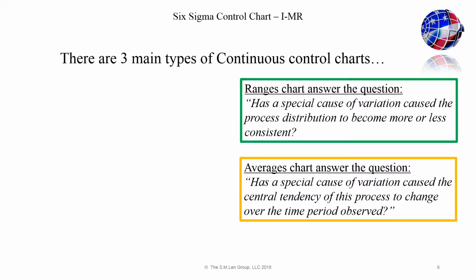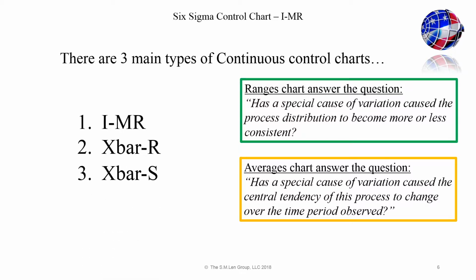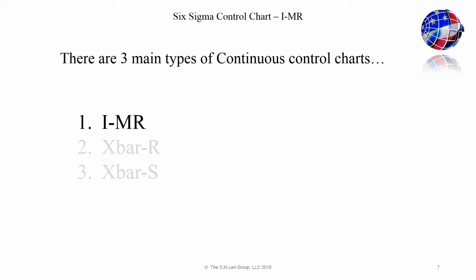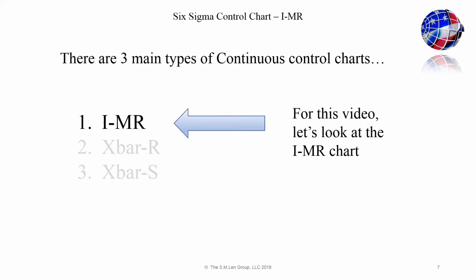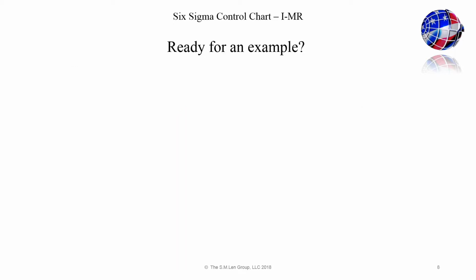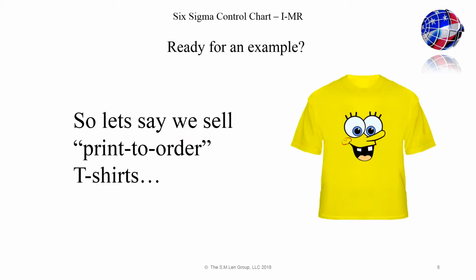There are three main types of continuous control charts. Before we go any further, IMR, X bar and R, and X bar and S. Once again, we're just going to focus on the IMR. I just wanted to make sure you knew the three types right there. So you ready for an example?